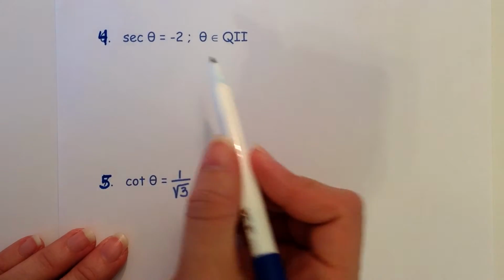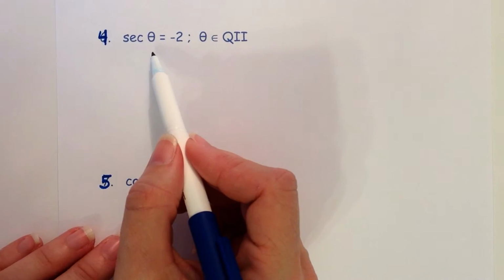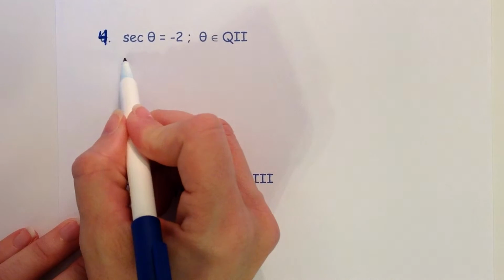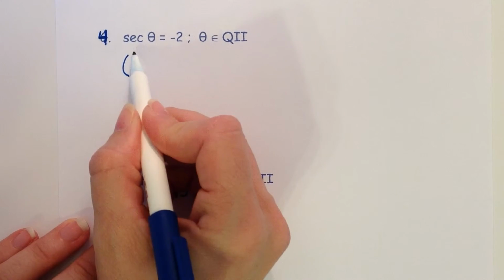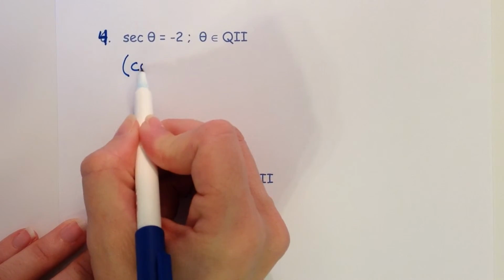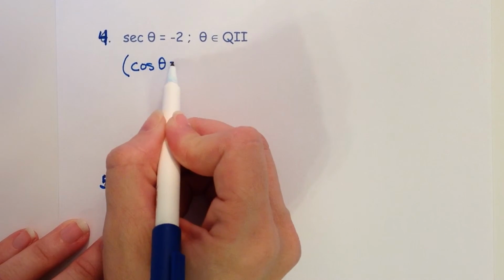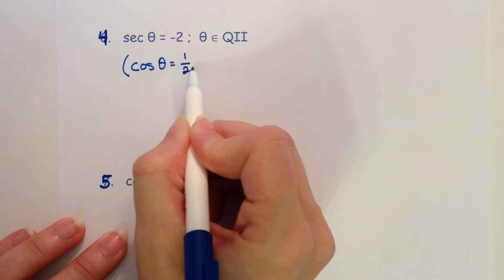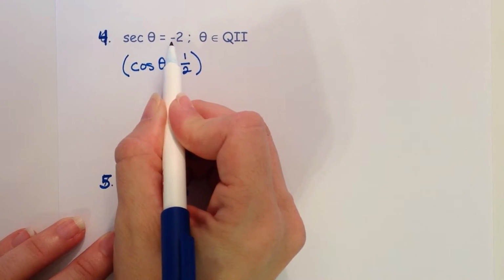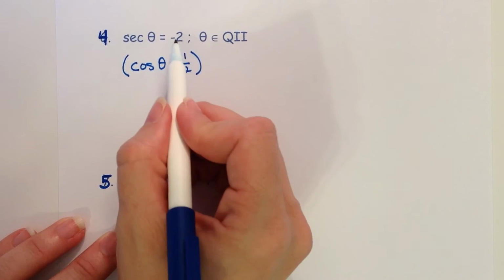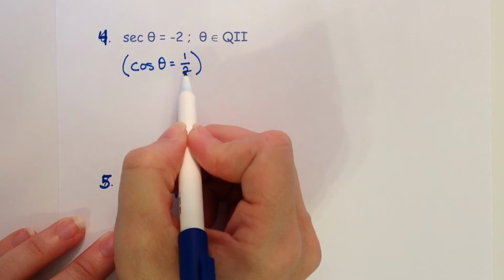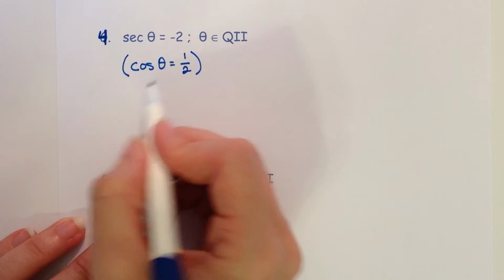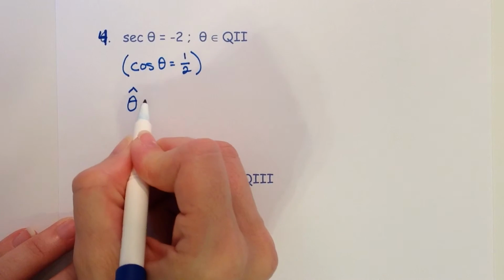Okay. Now, in your table, you only know sine, cosine, and tangent. So in parentheses, I want to write down what you need to recall. The reciprocal of secant is cosine. So you're going to recall cosine theta equal to 1/2. Now again, the fact that this is negative is not going to affect what I'm doing. But I took the 2, did the reciprocal, and got 1/2. So it's from this that we can figure out our reference angle.